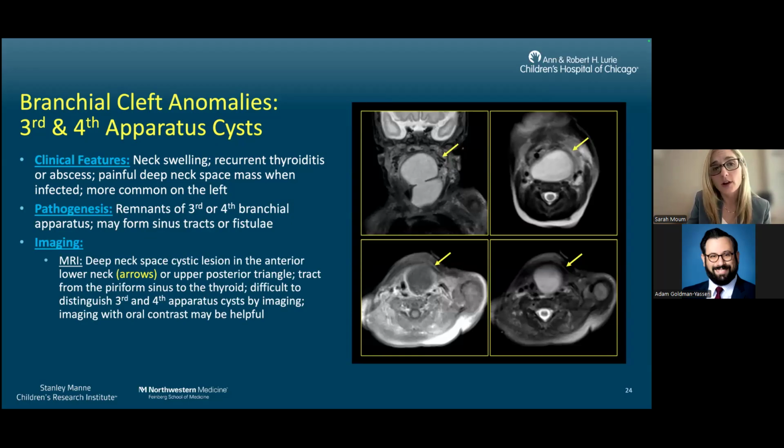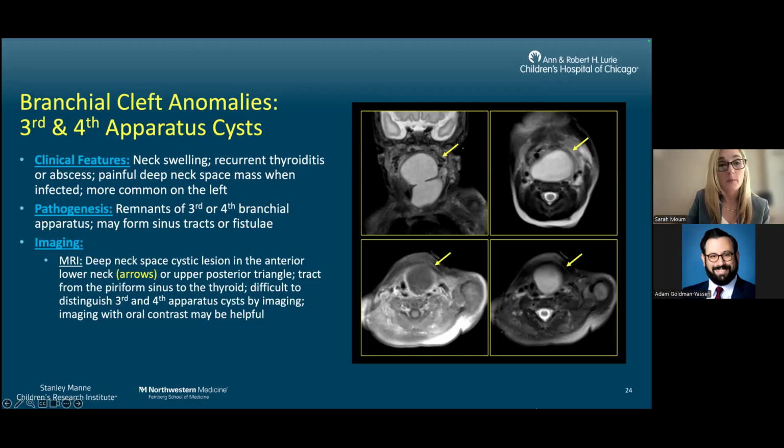On imaging, in truth, it's hard to always truly differentiate between third and fourth apparatus cysts. What we can see on imaging are deep neck space cystic lesions in the anterior lower neck or upper posterior triangle. Any suggestion of a tract that communicates from the piriform sinus on the left down towards the left thyroid gland is also suggestive. But truly, it is hard to differentiate these lesions. So it's fair to give a differential or to name both if you see an abscess, for example, communicating between the piriform sinus and the thyroid gland. Sometimes oral contrast can be helpful too, to see that communicating tract.